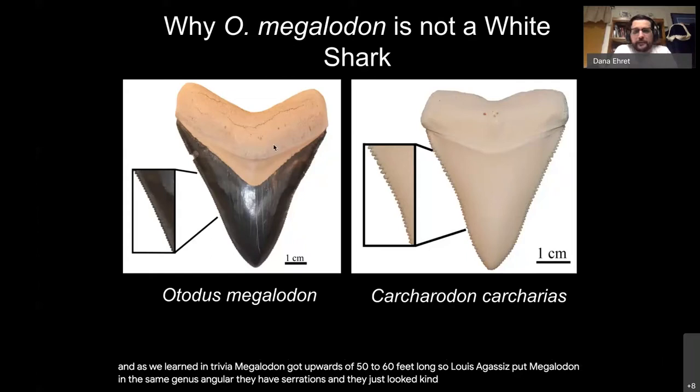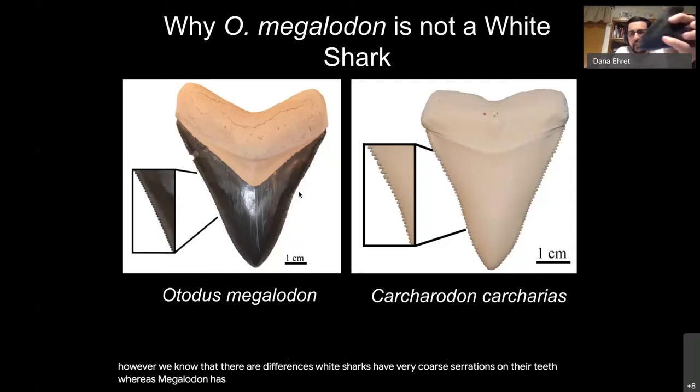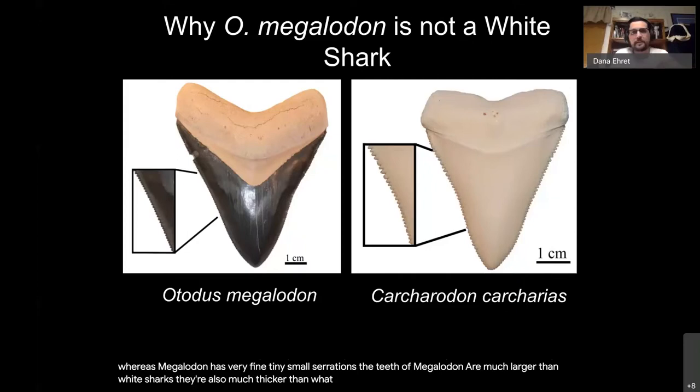Today, however, we know that there are differences. White sharks have very coarse serrations on their teeth, whereas megalodon has very fine, tiny, small serrations. The teeth of megalodon are much larger than white sharks. They're also much thicker than white sharks. And they have this band, this V-shaped area at the base of the tooth crown where it meets the root. And this is called a chevron or a bourlette. And white sharks actually don't have this.